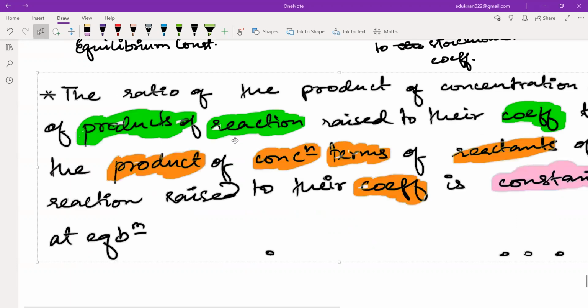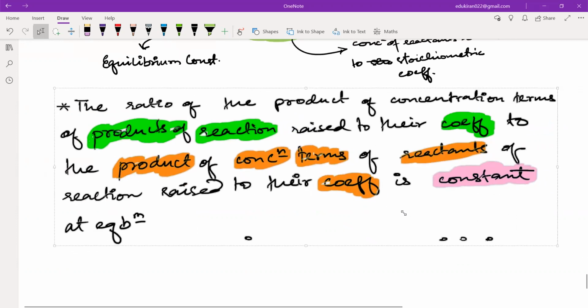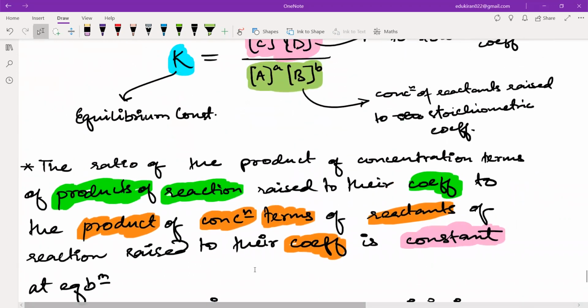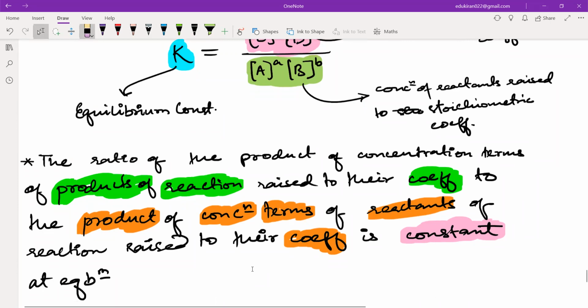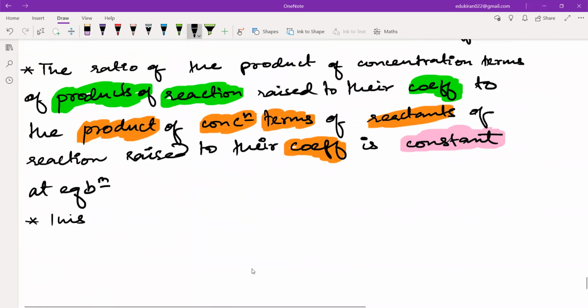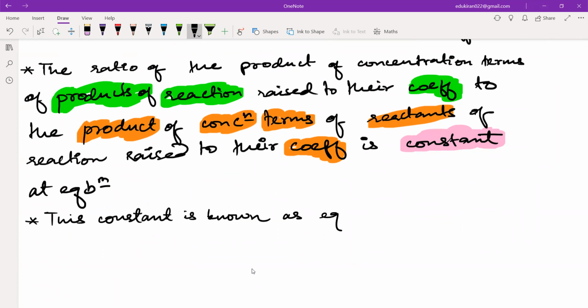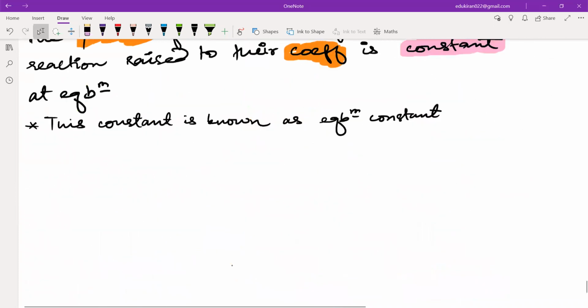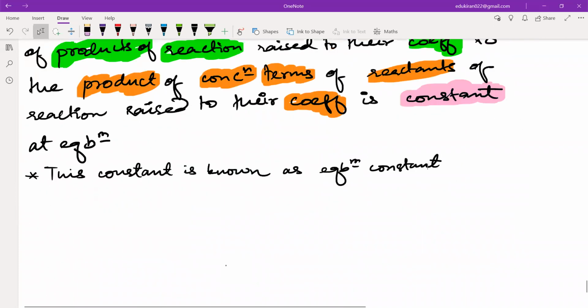Okay, now again, we'll write this point that I have just explained. The product of the concentration terms of the products of the reaction raised to their coefficients, divided by the product of the concentrations of the reactants raised to their coefficients, is constant at equilibrium. That constant is known as the equilibrium constant. The same thing we have written here: concentration of products raised to stoichiometric coefficient divided by the concentration of reactants raised to their stoichiometric coefficient. Now we have represented this in terms of concentration.